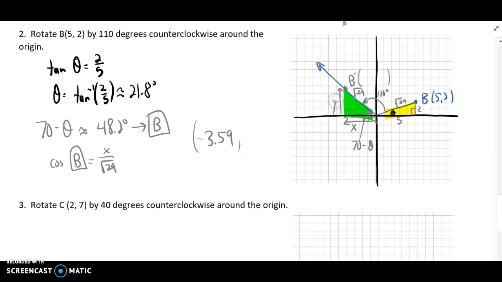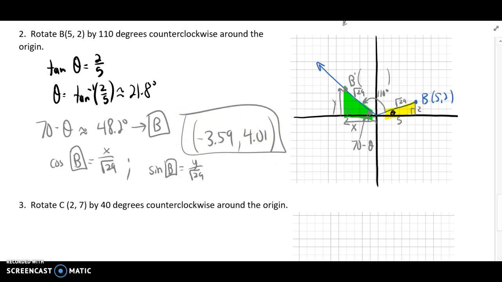To solve for this y value, we're going to use a different trig function. From this angle, y is the opposite, root 29 is the hypotenuse. So the sine of B is equal to y over the square root of 29. Multiply both sides by root 29 and evaluate that. We get y is about 4.01. Now, if you wanted to check this answer, you could use Pythagorean theorem on this, 3.59 squared plus 4.01 squared, and that should come out to 29. Pythagorean theorem still should work.